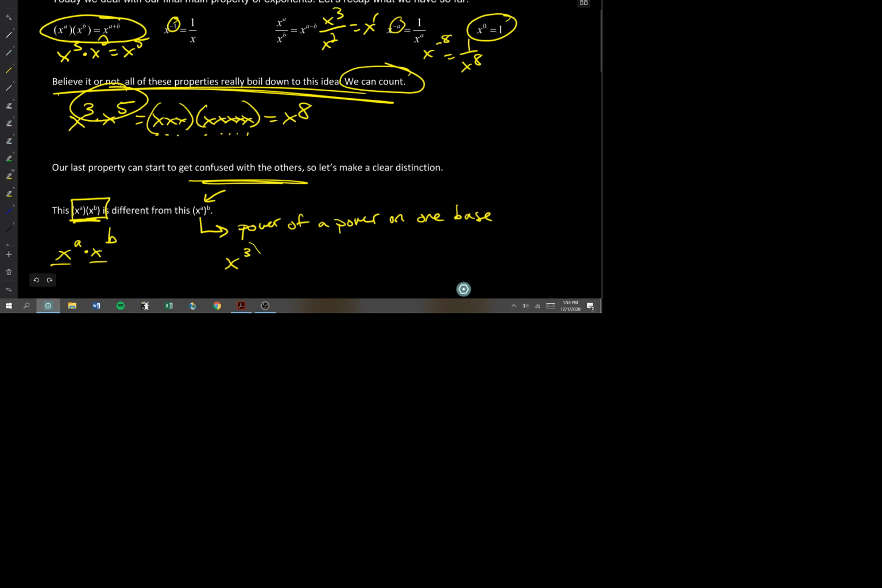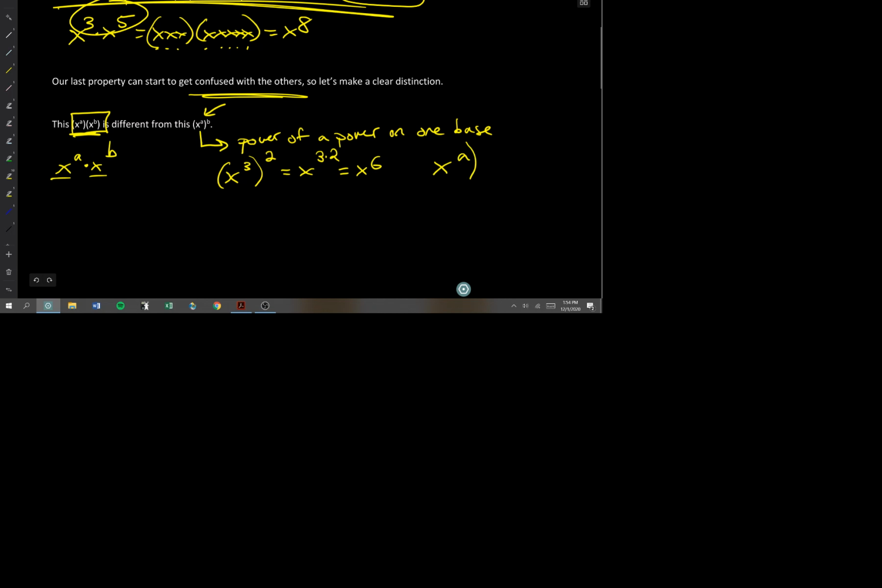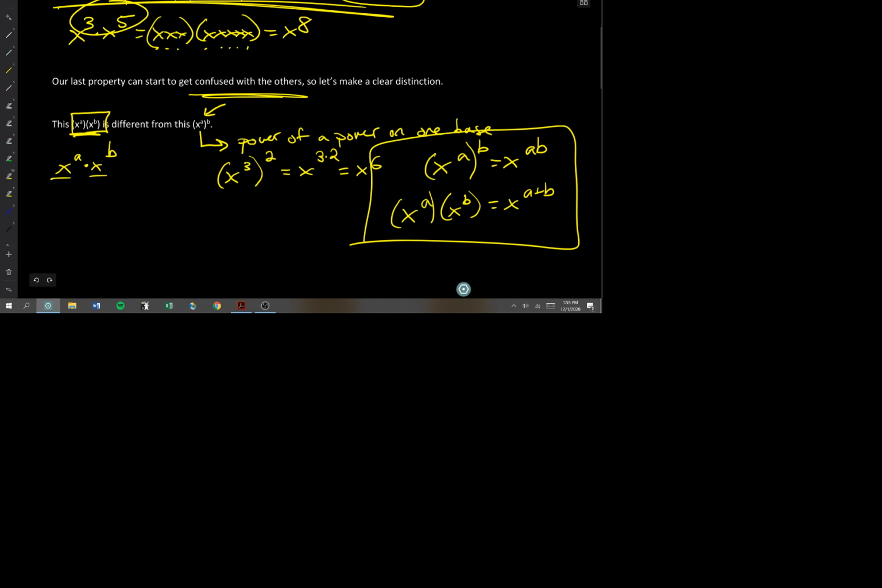If I have x to the 3rd, to the 2nd, a power of a power, those powers multiply to become x to the 6th. That's our last property. It's called the power of a power property. It looks like this. X to the a to the b is x to the a times b. Not a plus b, but a times b. So don't confuse it with x to the a times x to the b, which becomes x to the a plus b. These are 2 incredibly important and foundational properties, but they are different. Don't start to confuse the 2.